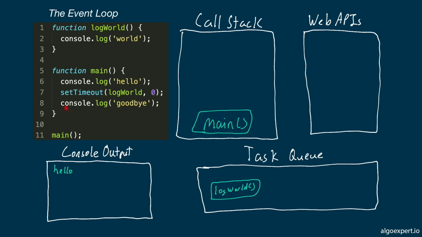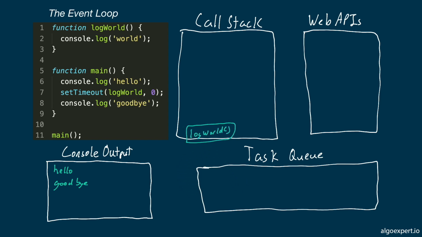So from here we call console.log of goodbye, pushing that call onto the call stack. Then it logs out goodbye, and of course we pop off this call to console.log of goodbye from the call stack. After this, the main function is complete, so main also pops off of the call stack. And now finally the call stack is empty, so the task queue can move one task into the call stack, which will be the call to the logWorld function.